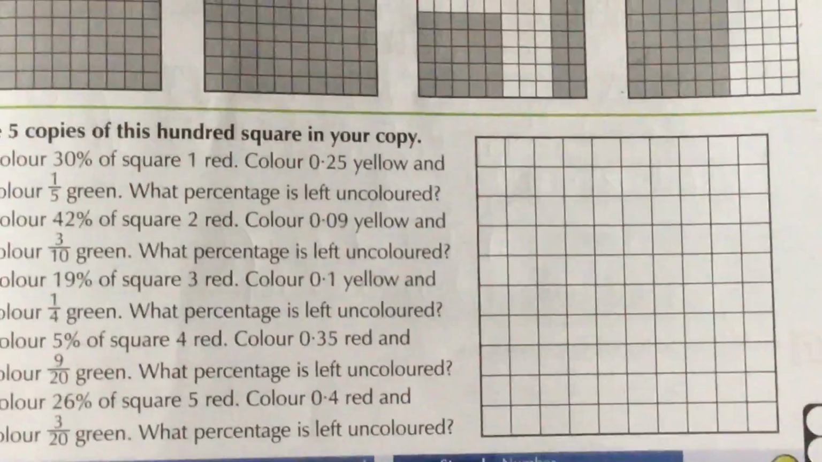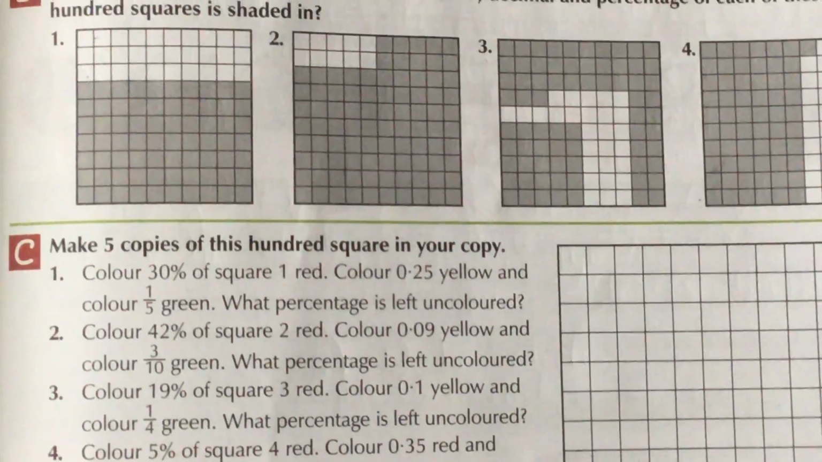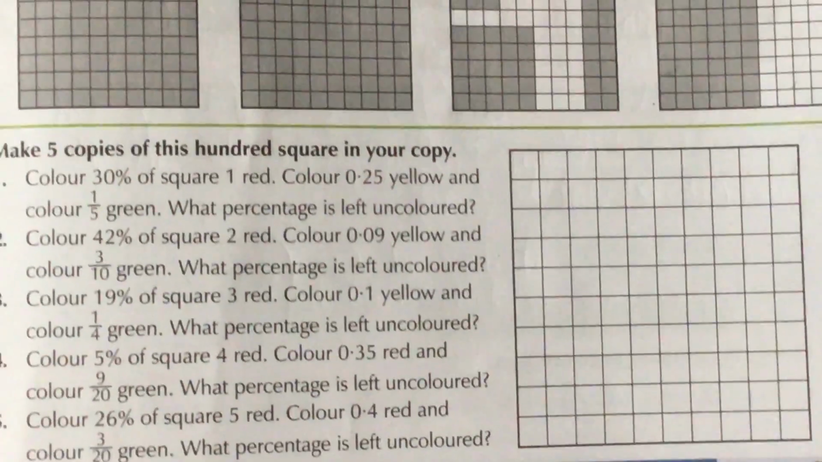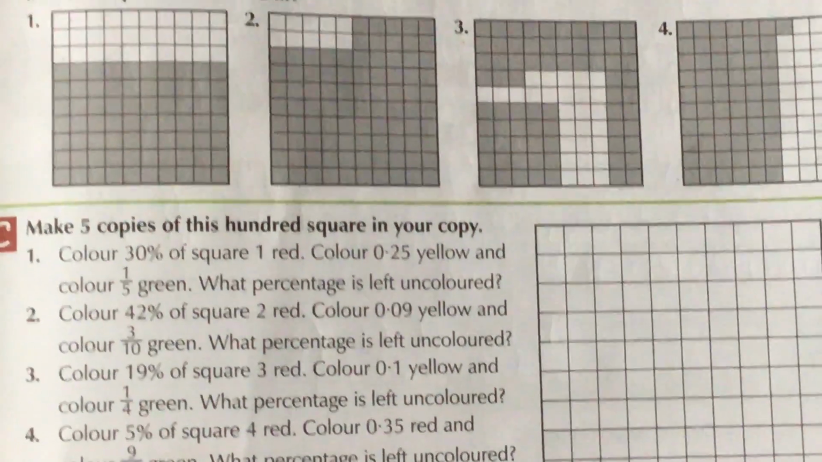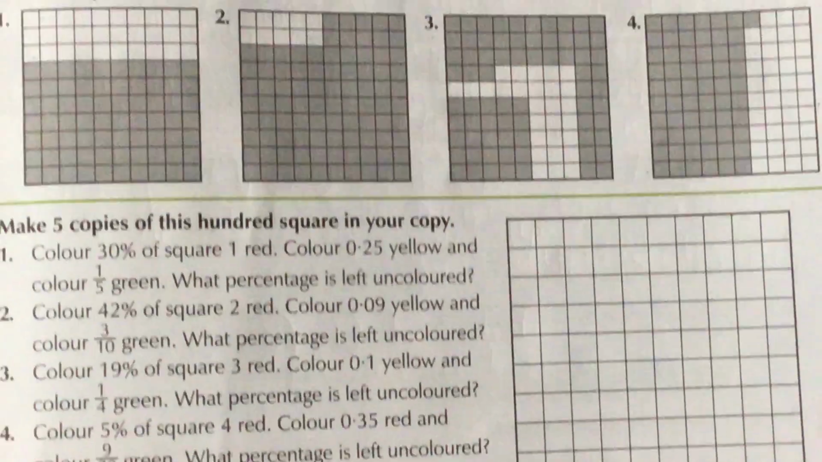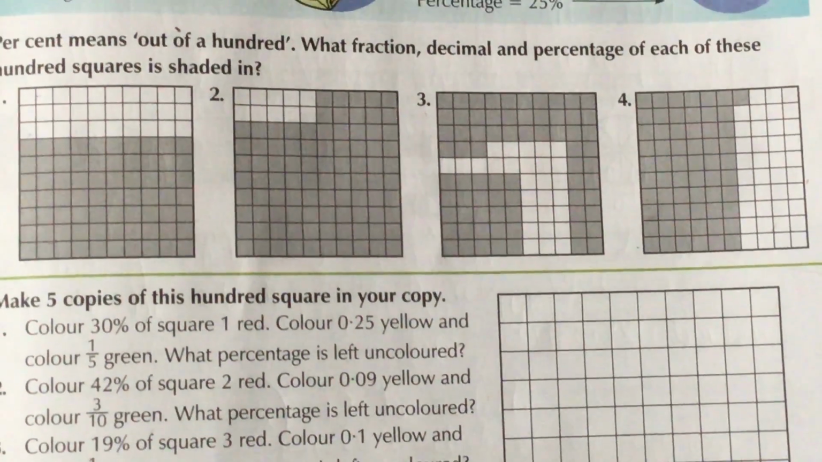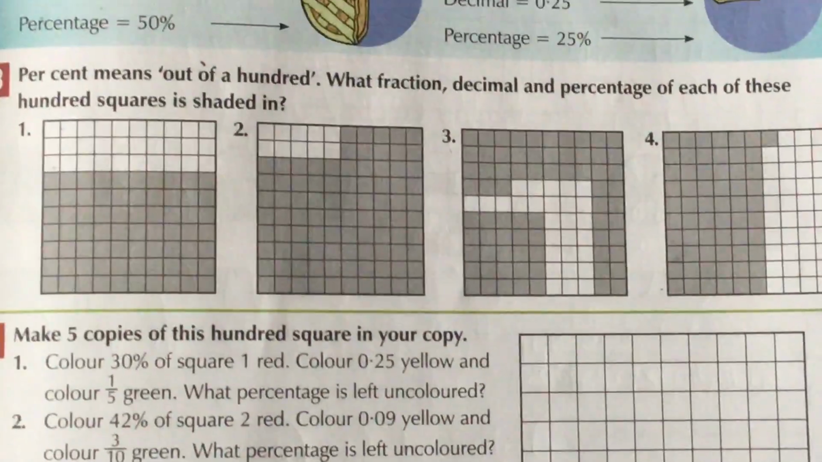So I want you to see, can you do 2, 3, and 4? Then I want you to do this. You'll have to use your maths copy for this, guys. It's a 10 by 10, 100 square. So make 5 copies of this 100 square in your copy. Well, it's easy when you have square paper. And we'll start off. Your first square is going to be 30% red, 25% yellow, and 1/4 green.